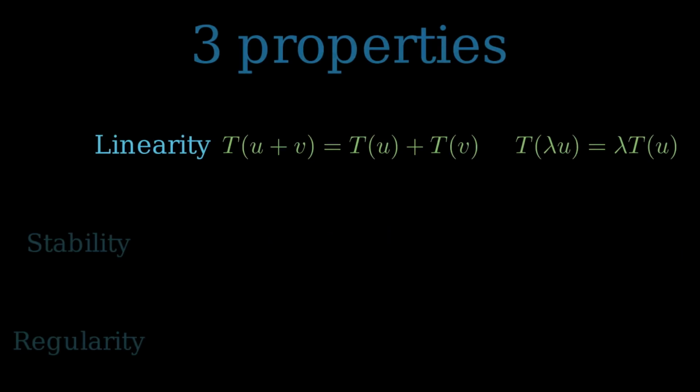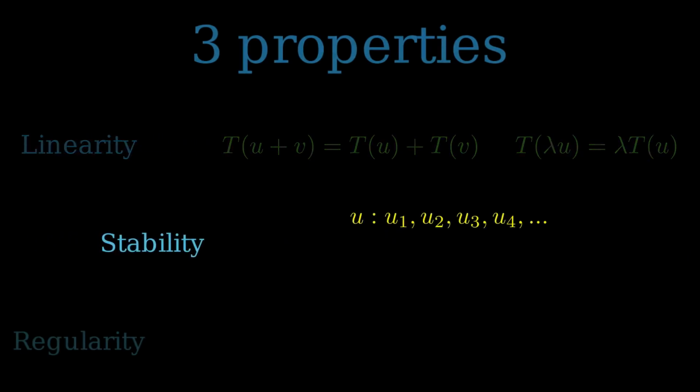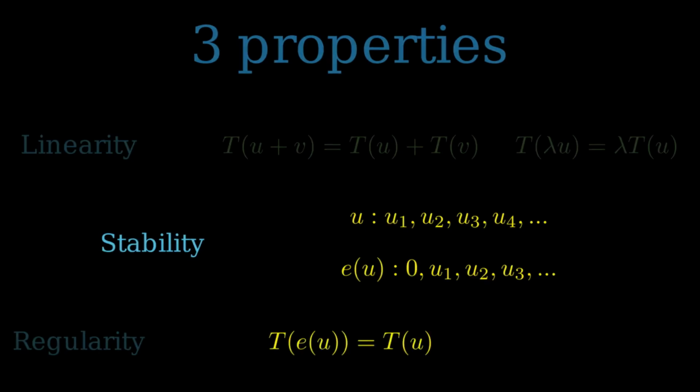For the stability, we first have to introduce a new transformation E that is very simple. It adds a 0 in front of all the terms of the sequence. This stability tells us that the supersum doesn't change if you add a 0 to the sequence. This time, it is very obvious that it is also true for regular sums. Anything plus 0 is still the same thing.